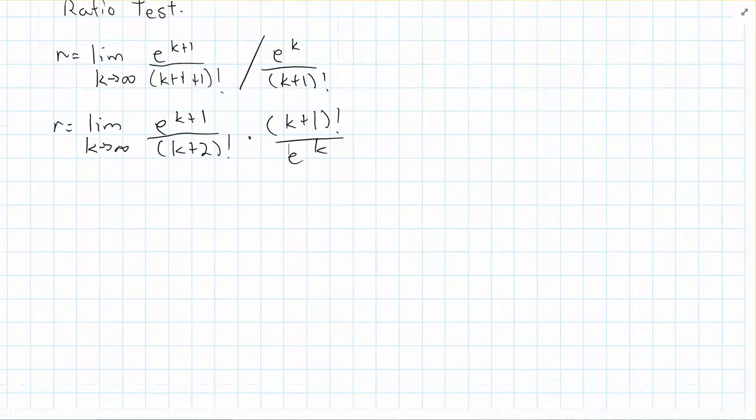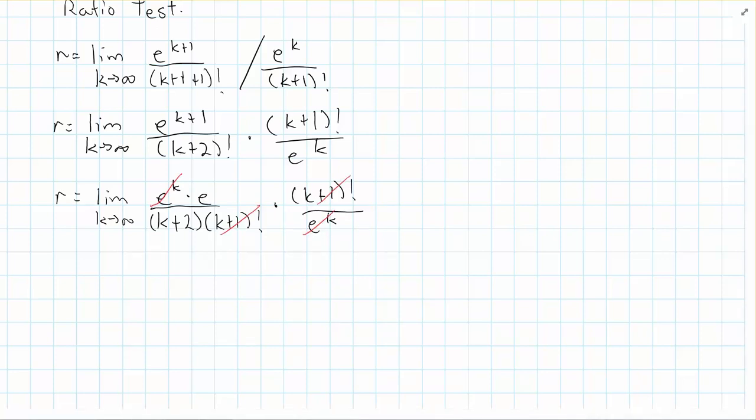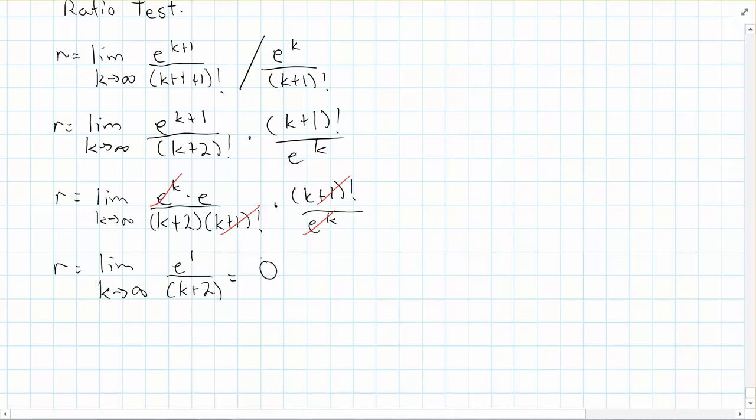And then we'll split apart, just like we've been doing in all of these. So you'd have k plus 2 times k plus 1 factorial. And we can quickly see these e to the k's go down, these k plus 1 factorials go away, and so you're left with r being the limit as k goes to infinity of e to the first power over k plus 2, which is equal to 0.